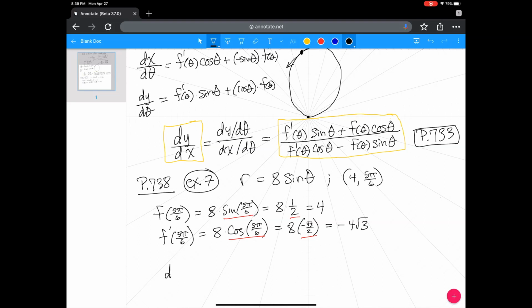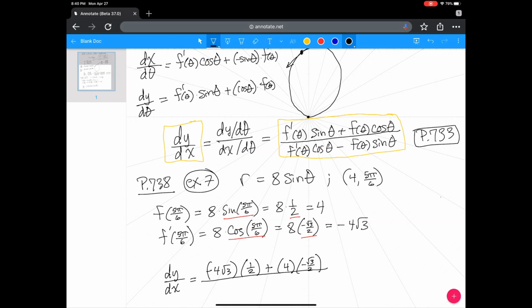So let's just go ahead and go forward with that. That means that dy dx is going to be equal to the derivative at theta, which turned out to be minus 4 times the square root of 3, times sine at theta, which turned out to be 1/2, plus the function at theta, which turned out to be 4, times cosine of theta, which turned out to be minus square root of 3 over 2. So that's the numerator of our formula for dy dx specifically.